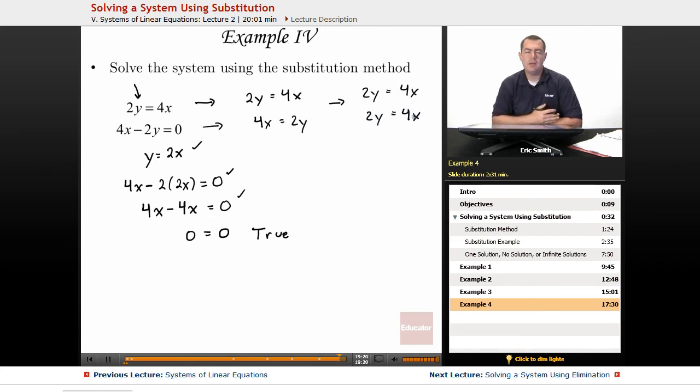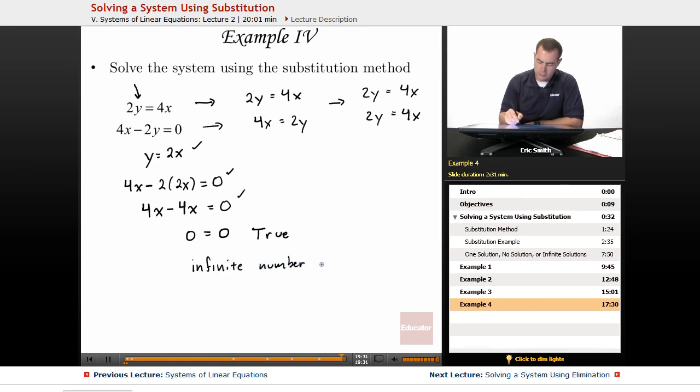So visually, these would be right on top of one another. So this tells us we have an infinite number of solutions. And everywhere on that line is a solution.